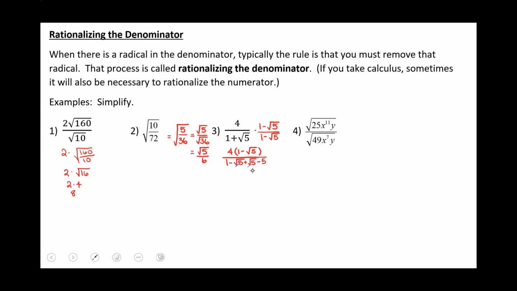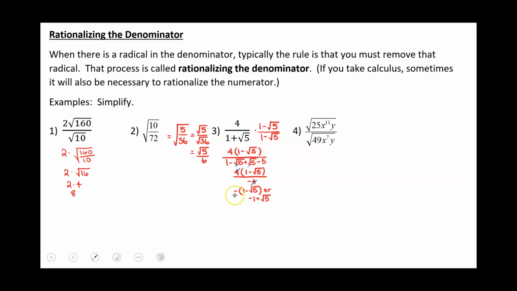Okay, so let's finish simplifying this. I'm going to leave that numerator alone for right now. In my denominator, I'm going to have 1 minus 5, which, of course, would be negative 4. Then I could cancel this 4 in the numerator with the 4 in the denominator. And if I do, that's just going to leave me a negative 1. So you could think of it as 4 divided by negative 4 is a negative 1 times 1 minus the square root of 5.